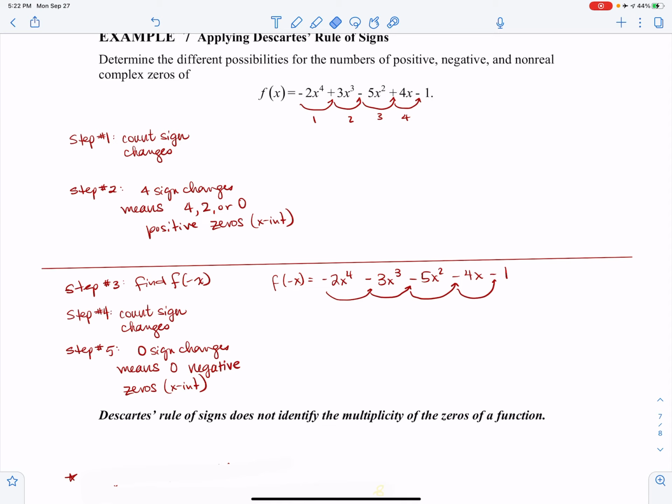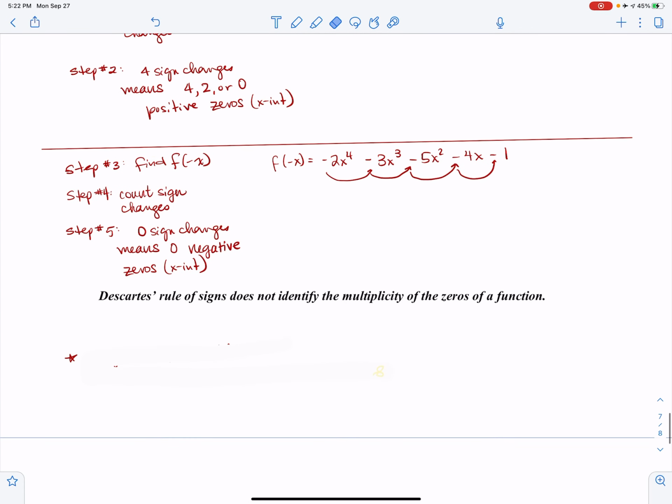Just a note here: Descartes' rule of sign does not identify the multiplicity. Remember, multiplicity is where I have multiples of the same zero. And honestly, I forget what this note says, so let's go ahead and uncover it. This is just another example saying if I had 3 sign changes, then you would have 3 or 1 zeros, x-intercepts, depending on whether you are working with the positive side or the negative side.